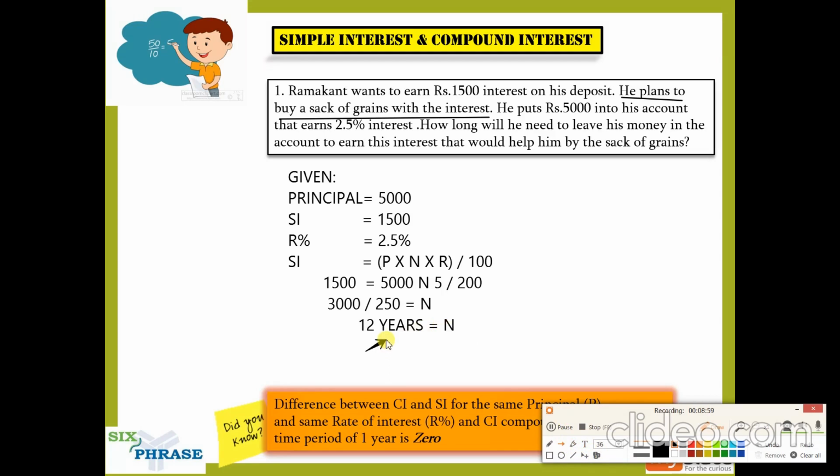What this whole thing means is, 5,000 at 2.5 percentage. Let's first understand how much that is.